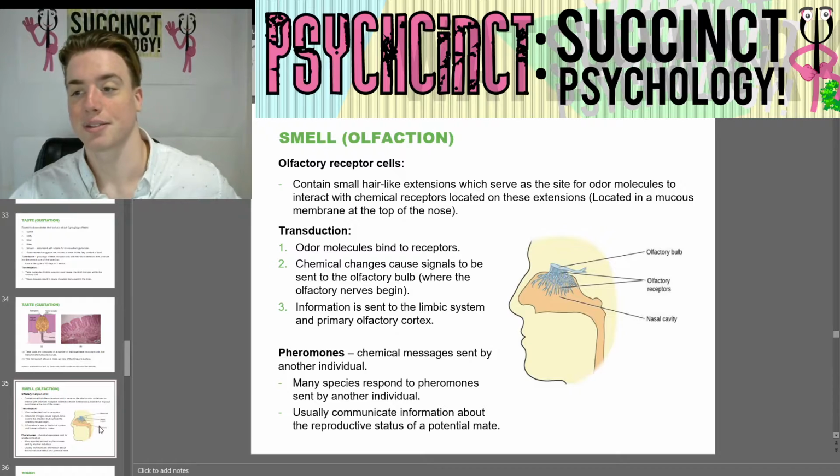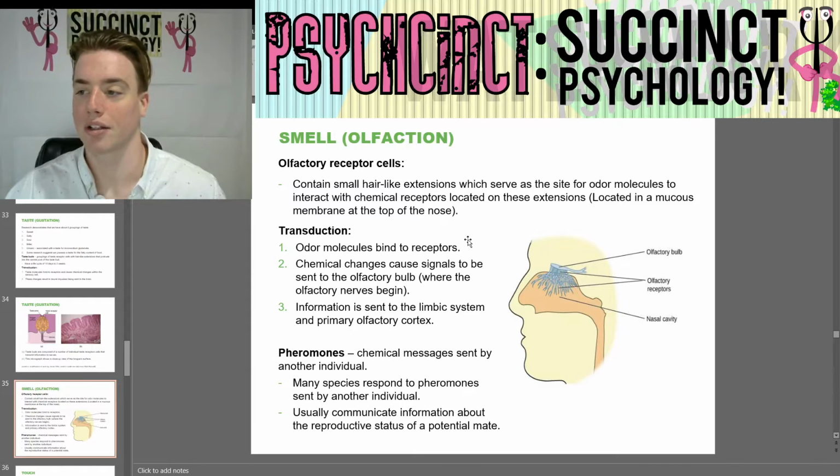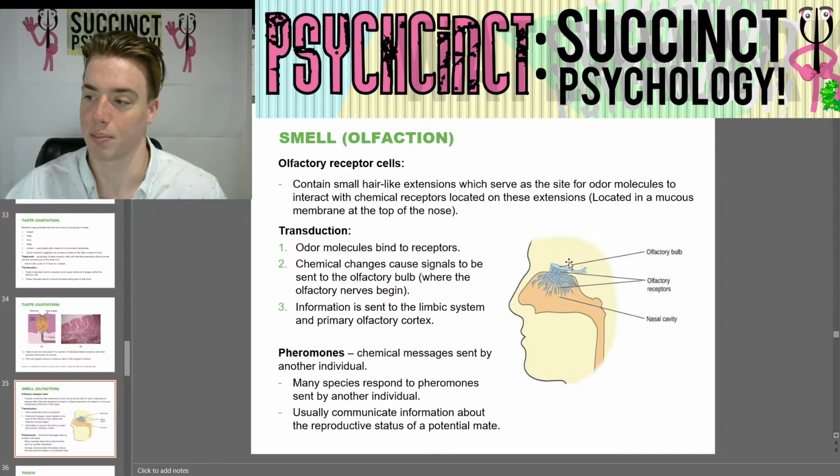Next, we have smell or olfaction. So olfactory receptor cells contain small hair-like extensions which serve as the site for odor molecules to interact with chemical receptors located on these extensions, located in a mucous membrane at the top of the nose. So here we have the olfactory receptors, there's the nasal cavity, so inside your nose, and there's the olfactory bulb.